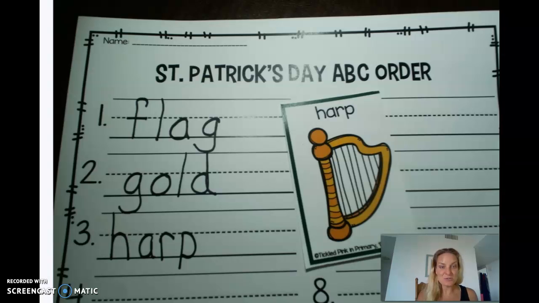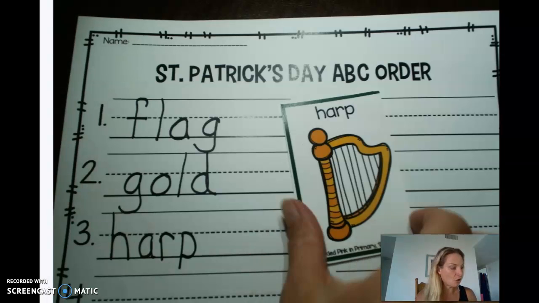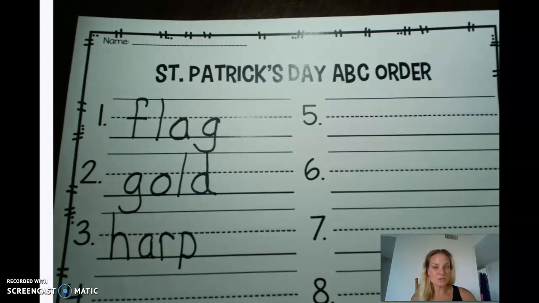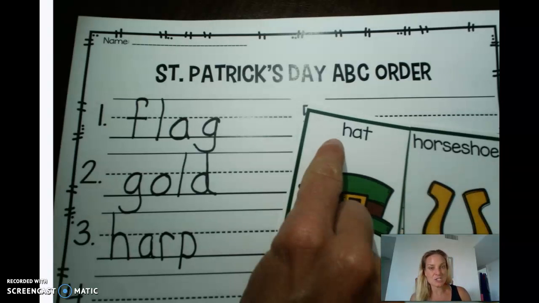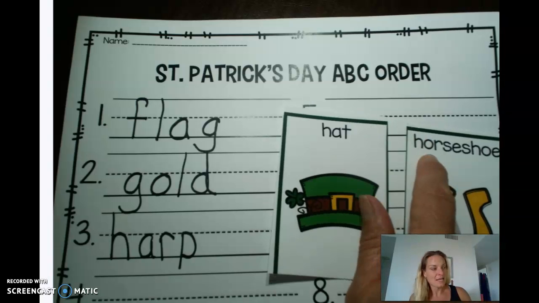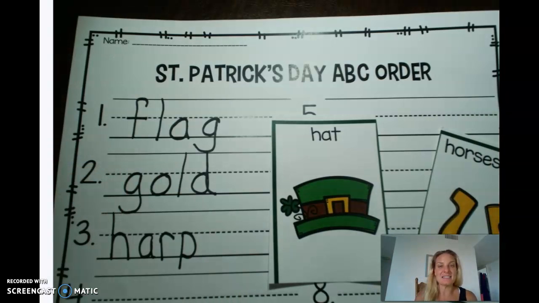I'm going to let you do the rest of the paper by yourself. So harp is now done. So you'll go to these ones, which we talked about which one will come next because we look at HA or HO. And then you'll continue to go out through the alphabet. So at the end of this recording, I will show you the answers. You work on it for a little bit.